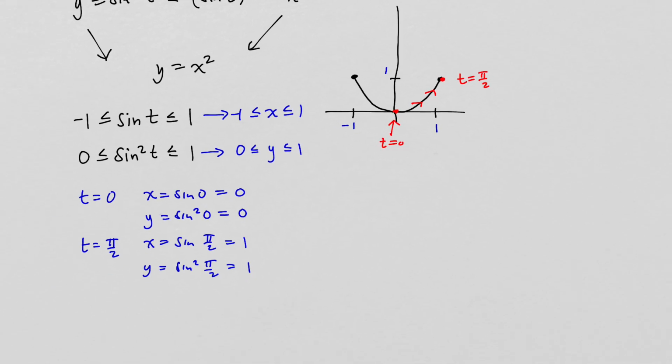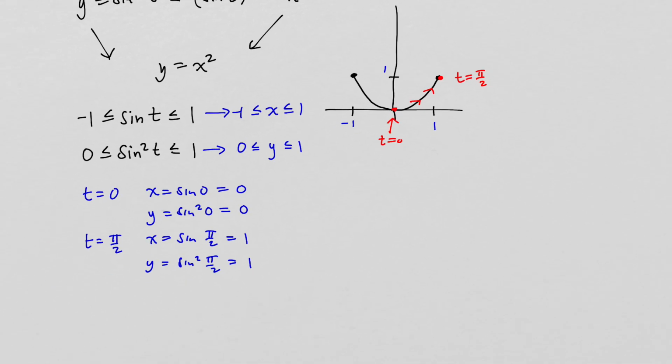Well, what's interesting is when you plug in the next easy value for t, which is t equals pi, x is going to be the sine of pi, which is 0, and y will be sine squared of pi, which is also 0.